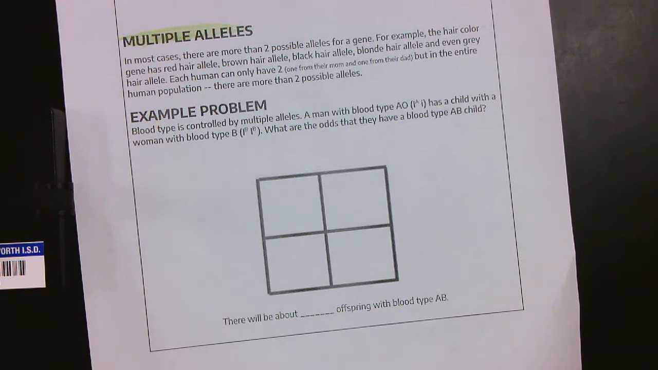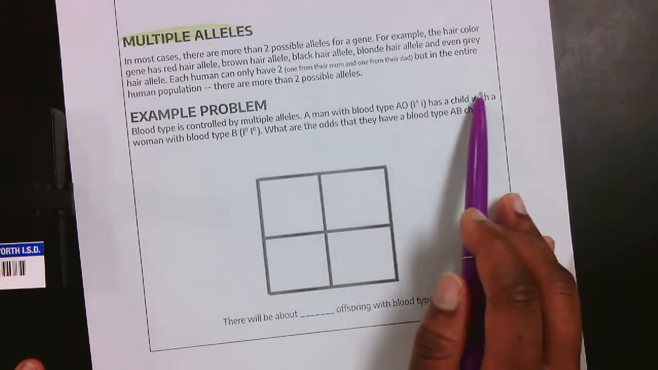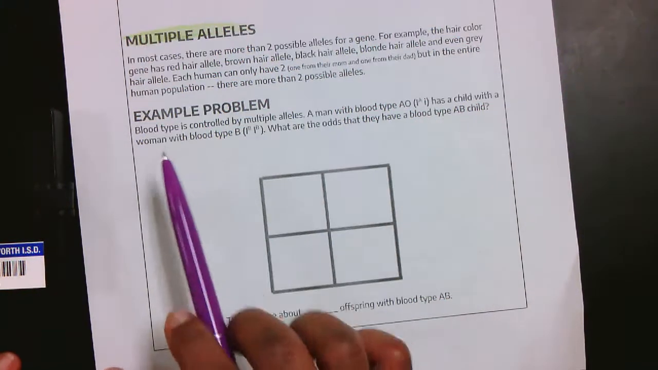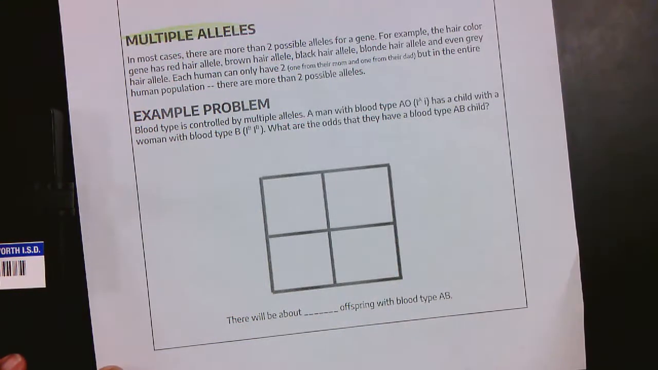A man with blood type AO has a child with a woman who is blood type B. What are the odds that they have a blood type AB child? Well, let's get it. Let's do it. Let's figure it out.